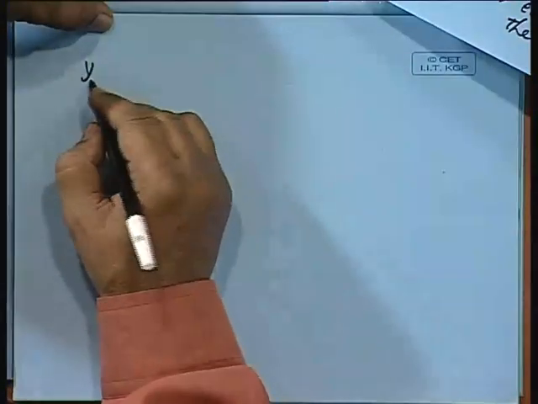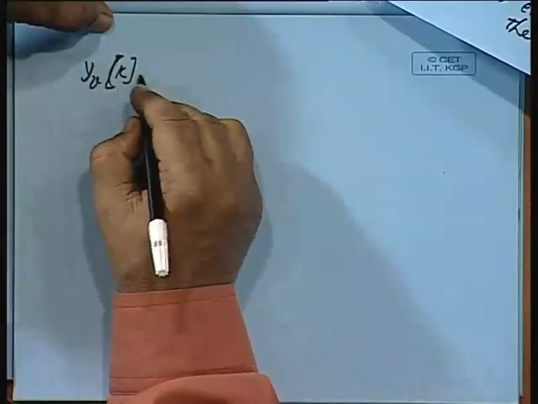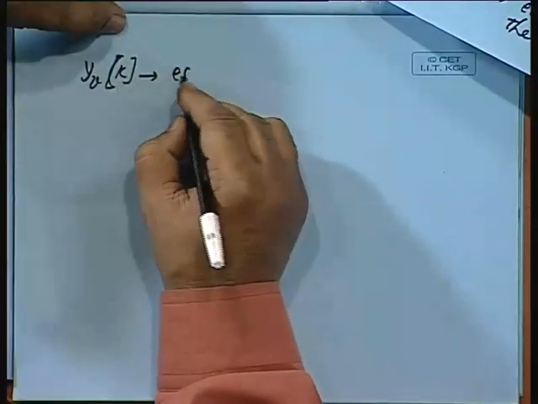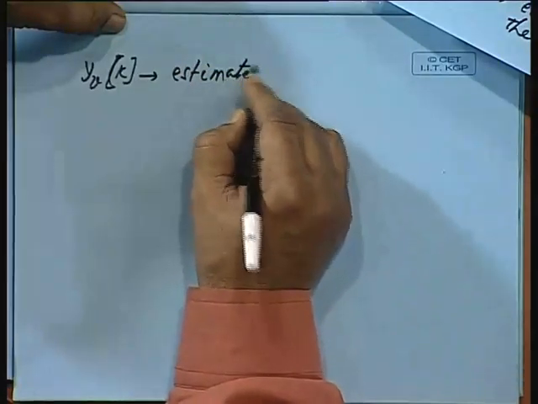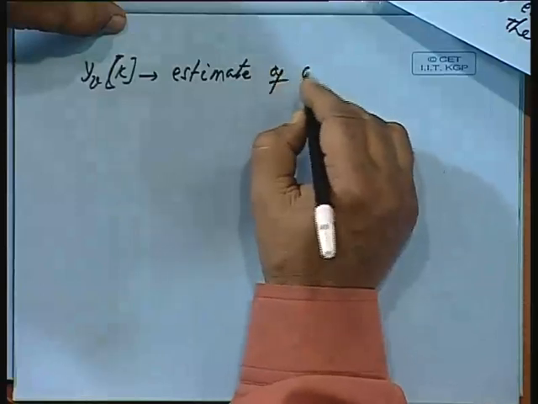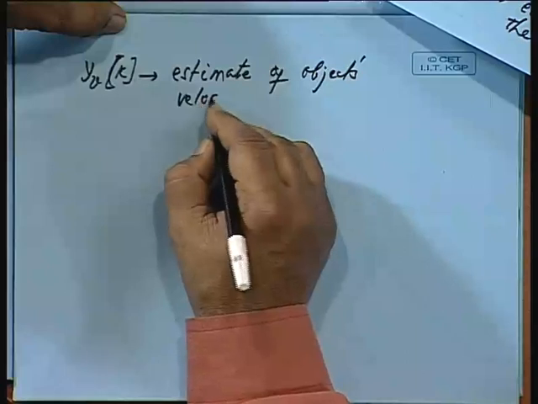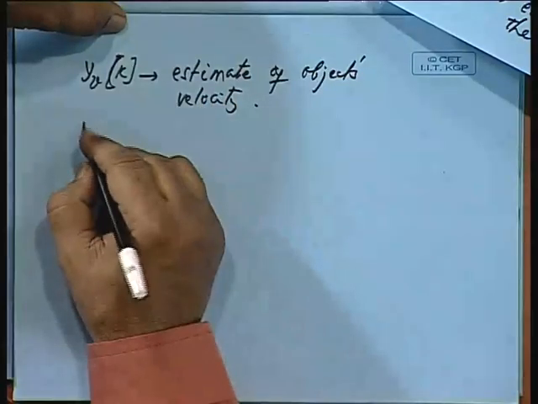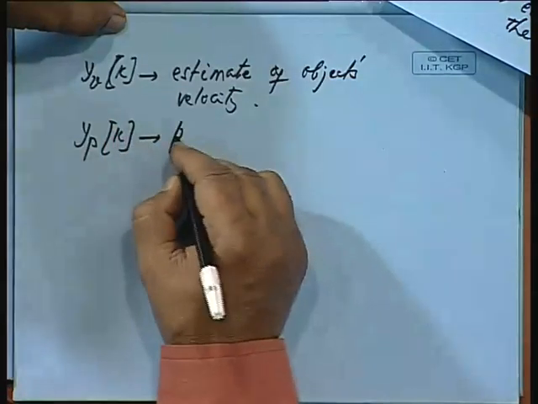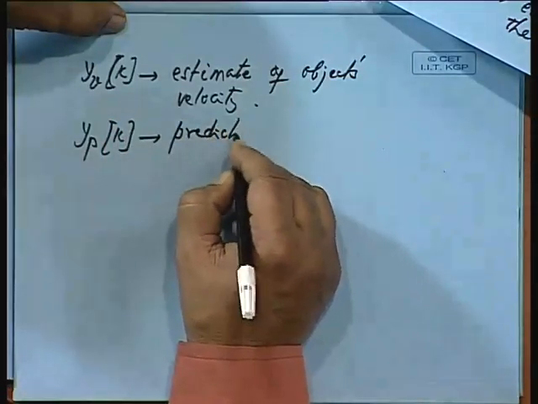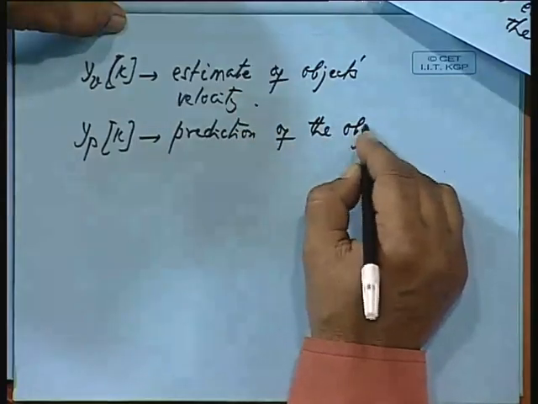Then Vk is the estimate of the object's velocity, and ypk is the prediction of the object's range.